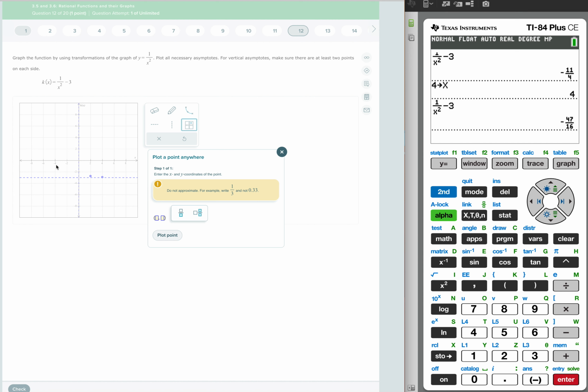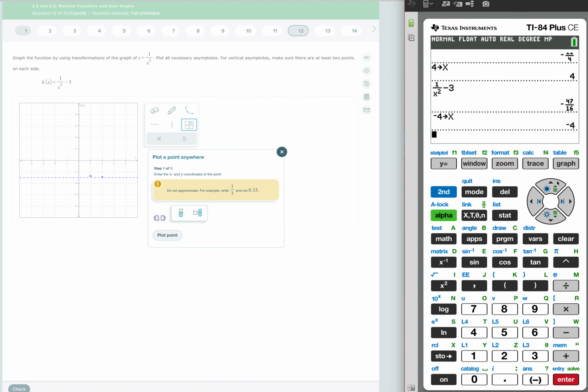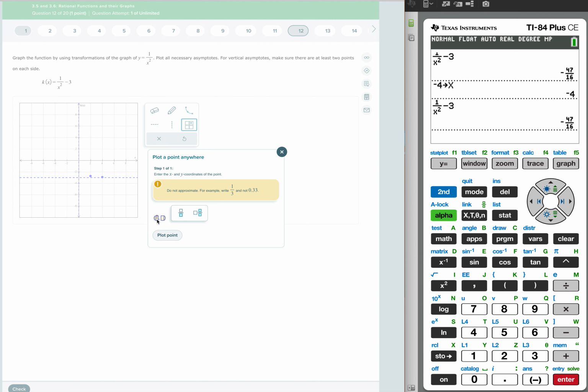Okay, so we need 2 on this side. Let's go for negative 4 and negative 6. So go back here, negative 4, store as x, and we'll go back and grab that expression, and that is negative 47/16. So we had a negative 4, and then we have a negative 47/16. And we'll plot that point.